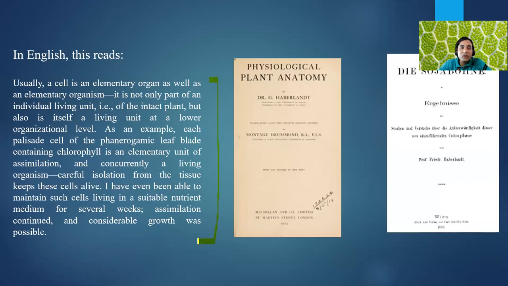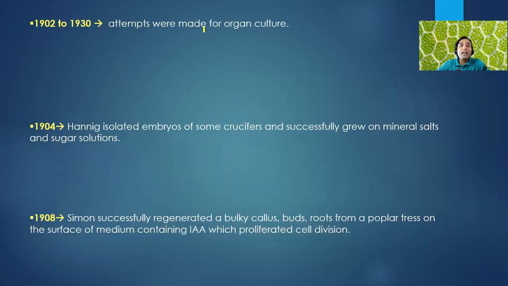These were the words of Haberlandt, where he started talking about those very basic things. You know, I have been able to maintain such cells living in a suitable nutrient medium for several weeks. Assimilation continued and considerable growth was possible. Okay, but basically he could not maintain them more than a few weeks. So finally, that is the only thing he put. And after that, many, many people started working on plant cells, and they started exploring that, oh my God, the plant cell can be maintained, can grow, can stay alive in artificial conditions out of soil.